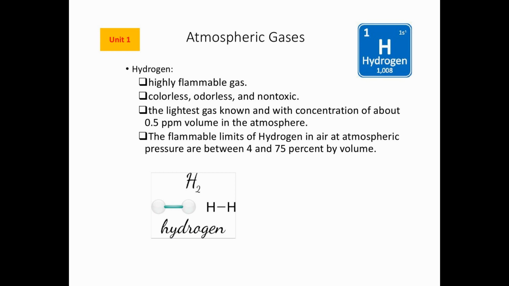LEL is called the lower explosion limit. In this case, hydrogen is 4%. UEL is the upper explosion limit. In this case, 75% is for the hydrogen.